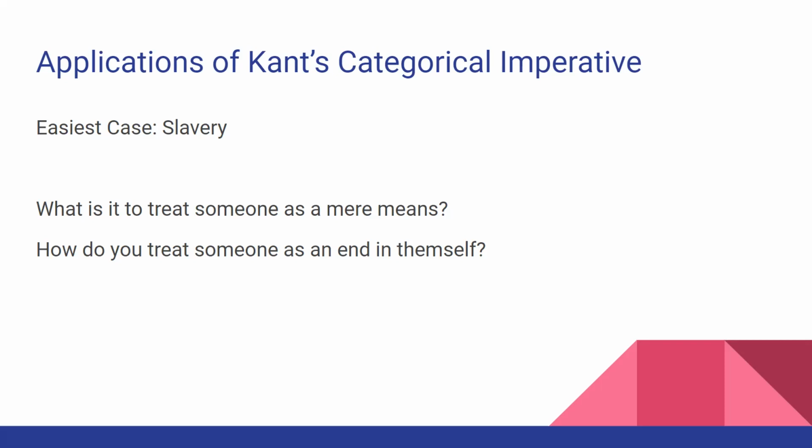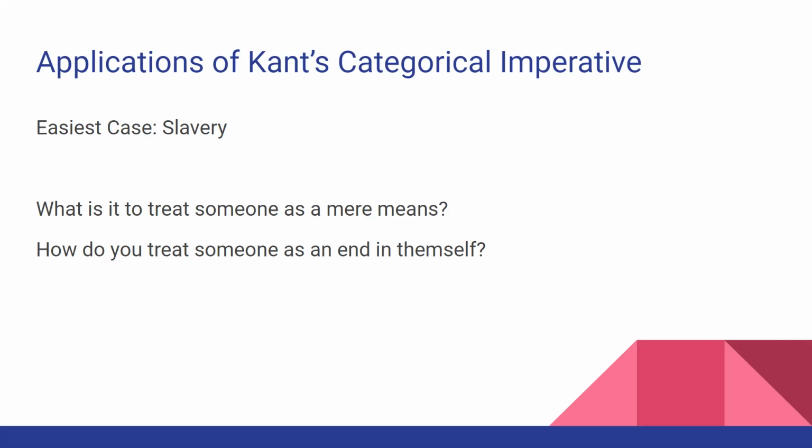Well, slavery is the obvious case where this is corrupted. In a slavery case, we have individuals that have their own goals, are autonomous, have their own ability to think for themselves, choose their own goals, set their own goals, and try to pursue those goals.